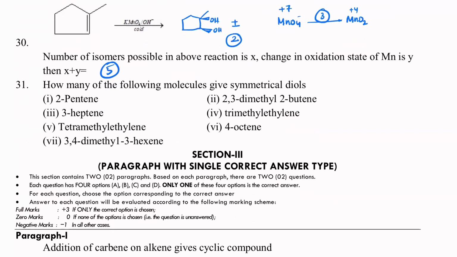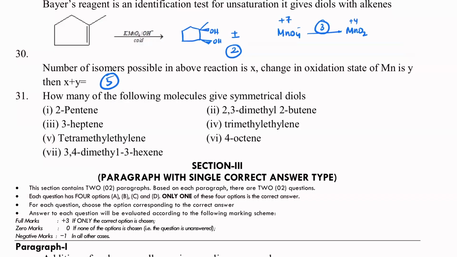How many of the following molecules give symmetrical diols? Symmetrical diols means, check out here: 1, 2, 3, 4, 5. On 2-pentene, we will get OH and OH. So this is not symmetrical. Symmetrical as in we should have something like a meso form. So that is not what you are getting.